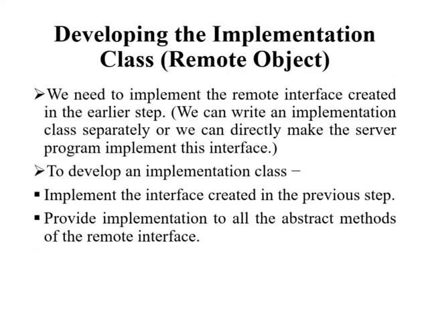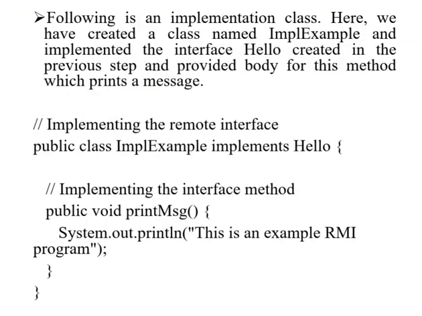Following is an implementation class. Here we have created a class named ImplExample and implemented the interface Hello created in the previous step, and provided a body for this method which prints a message. First, implementing the remote interface: public class ImplExample implements Hello, then implementing the interface method public void printMessage, System.out.println("This is an example RMI program"), curly bracket complete. In this way we can create the implementation class for the remote interface.